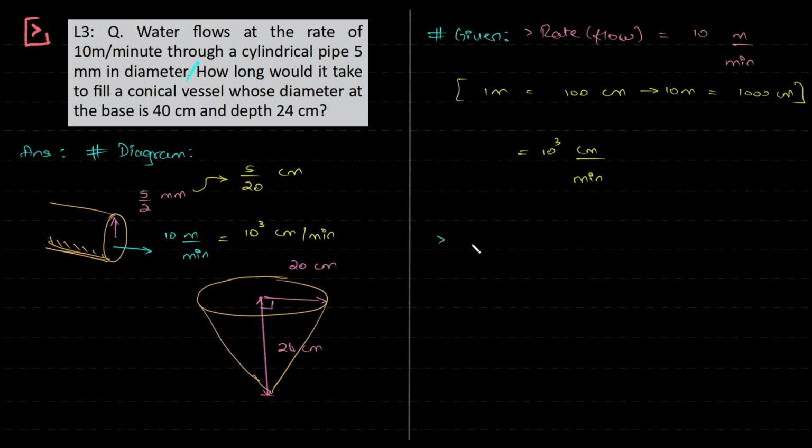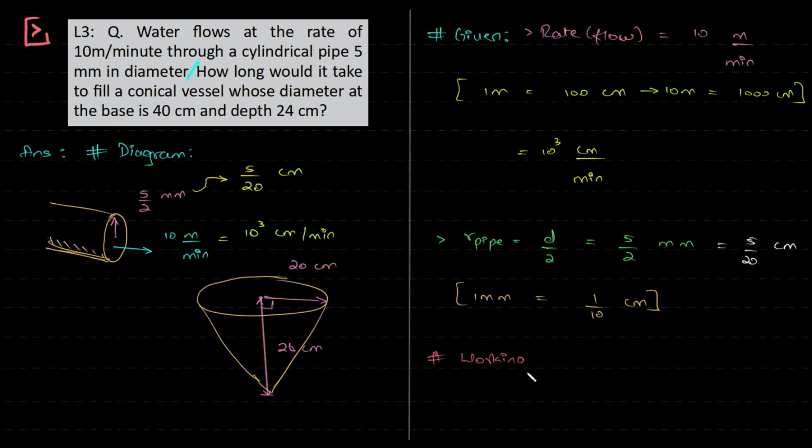Okay, then we have the radius of the pipe, which is equal to diameter by 2, which is 5/2 millimeter. But we know that every millimeter is 0.1 or 1/10th of a centimeter. I would like to express in terms of fractions itself. So this is 5/20 centimeter. Okay, then what else? I think we are almost done. Yes, only these two. And now the working.